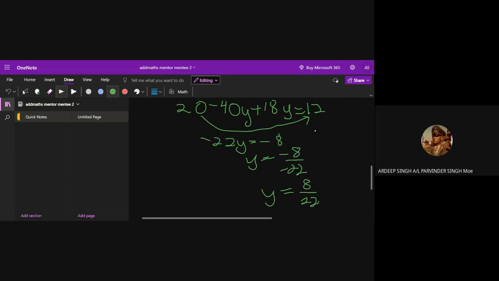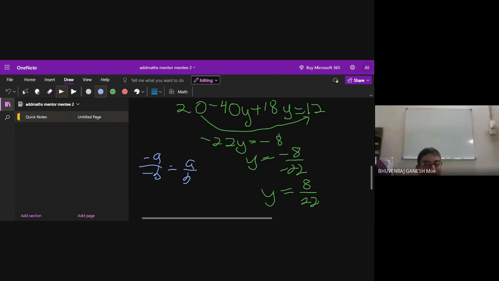So when I bring it there, minus 22y equals minus 8. What I do is take y equals minus 8 over minus 22, you get 8 over 22. Why? Because like I show you, if you have negative a over negative b, then the answer must be a over b. It's like a concept. So if it's negative 4 over negative 5, what will the answer be? Positive 4 over 5.